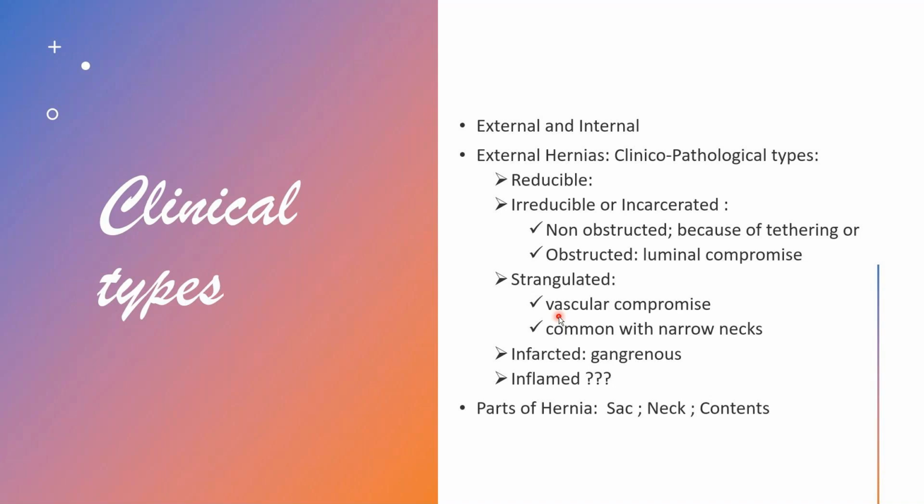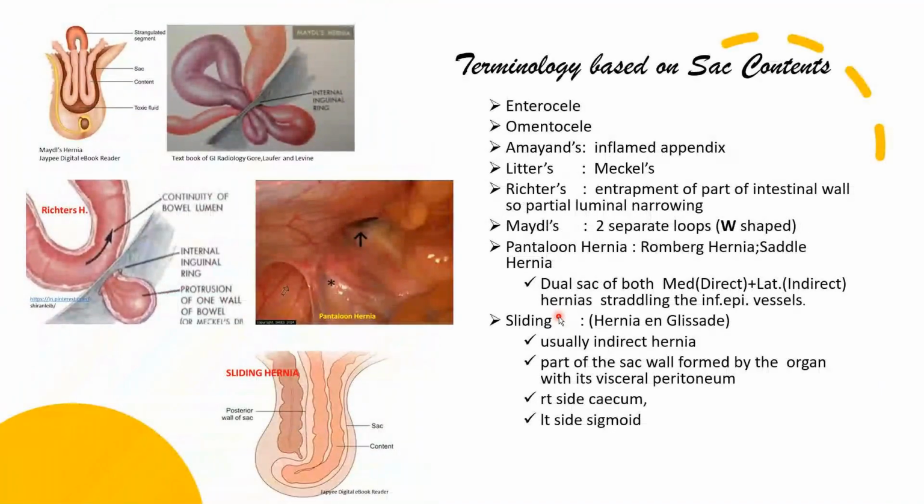If you look at the parts of the hernial sac, you have the sac with its neck, the contents, and the apex or the fundus of the sac. Right, now coming to some terminology based on sac contents. Enterocele, we all know we have got the bowel inside the hernial sac. Omentocele, again very easy. I've got the omentum inside my hernial sac. I have got omentocele. What is an Amyand's hernia?